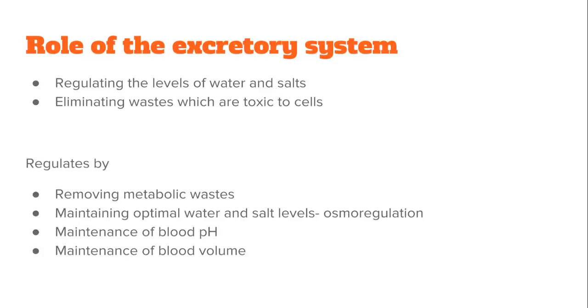The role of the excretory system is to regulate levels of water and salts within the body, and also to eliminate wastes that are toxic to cells. The way in which the excretory system does that is by removing metabolic waste, maintaining water and salt levels at their optimal levels, and that's known as osmoregulation. The excretory system maintains blood pH, and it also maintains blood volume, which is really important for blood pressure.